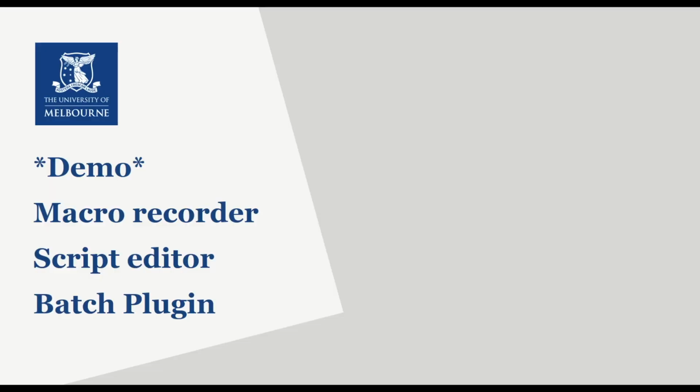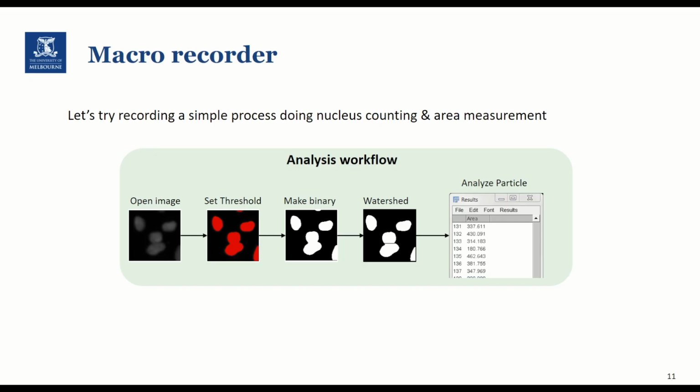So let me demonstrate how to use macro recorder, script editor, and batch plugin. Let's try recording a simple process doing nucleus counting and area measurements. So what we will do is first open the image and then set the threshold to make a binary image. And then split the touching object using watershed and then run analysis particles to get the area measurement.